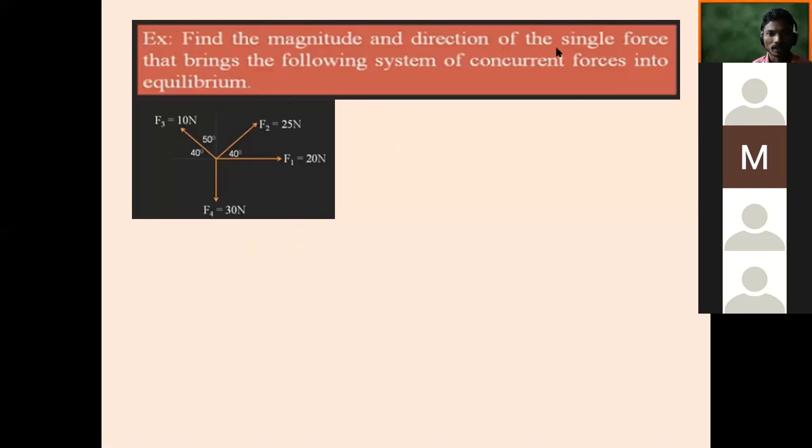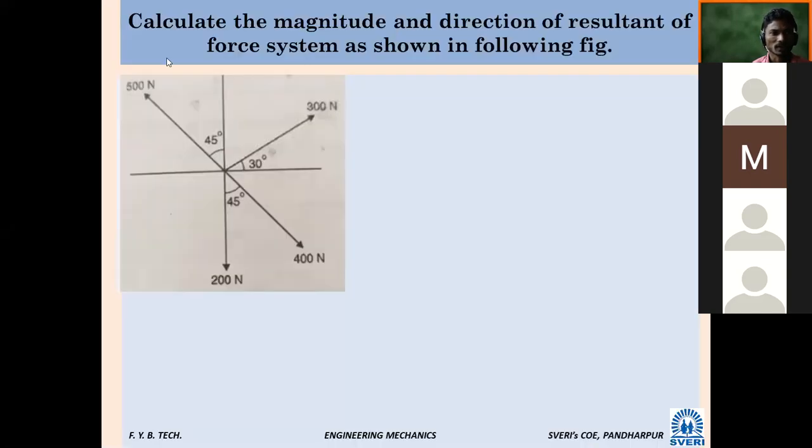For example, find the magnitude and direction of the single force, meaning resultant, which brings the system of concurrent forces into equilibrium. For this example, what have we found for the resultant? First one is resolve all the forces into Fx and Fy components. First step, resolving the forces into x and y components.